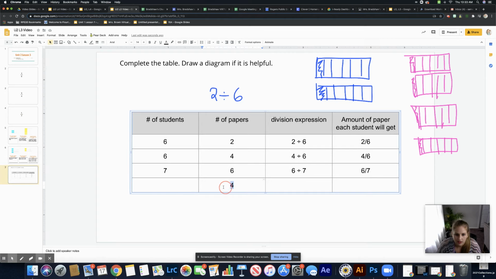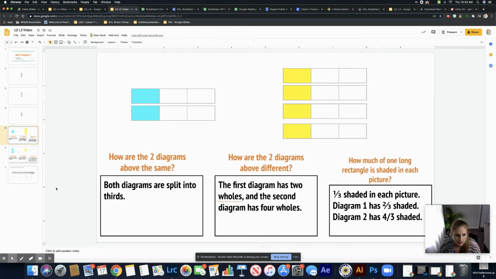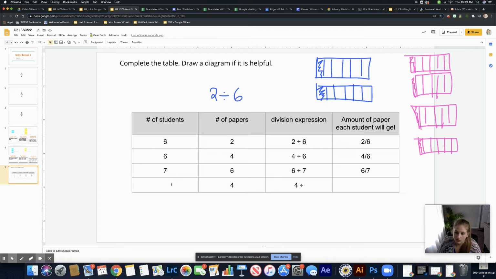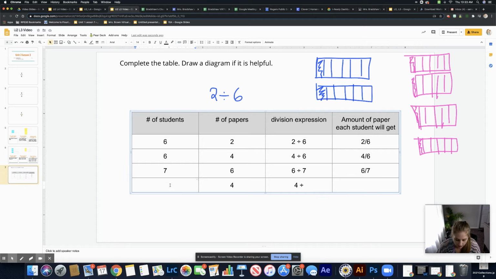On this one, it only gives us one of the numbers. So I know that when I'm going to divide, I'm going to have to do 4 divided by whatever number I choose. So you get to choose how many students you want. If you want 10 students, you can choose 10 students. If you want 2 students, you can do 2. I'm going to go ahead and do 3 students.